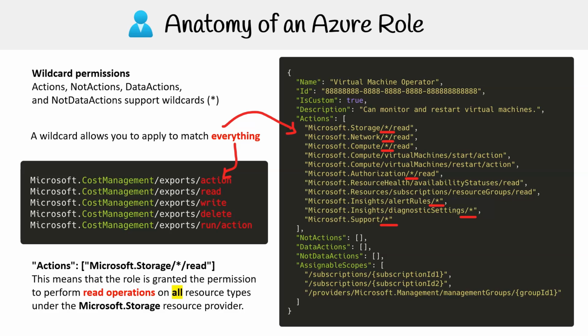In the example of an action, Microsoft.Storage/*/read in a role definition, this means that the role is granted the permission to perform read operations on all resource types under the Microsoft.Storage resource provider. So the wildcard essentially allows you to either grant or deny a wide range of permissions with a single statement. However, it should be used with caution because it can grant or deny more permissions than intended if not properly managed.